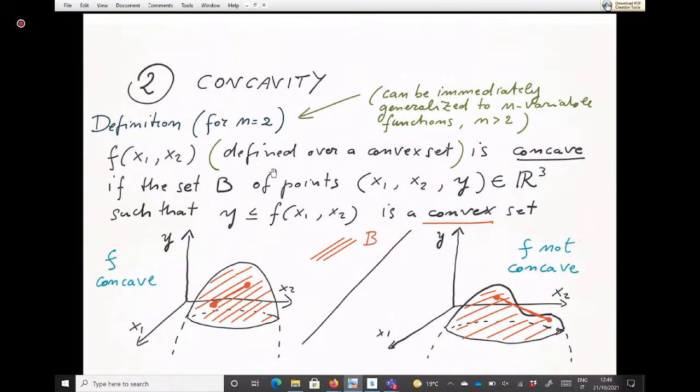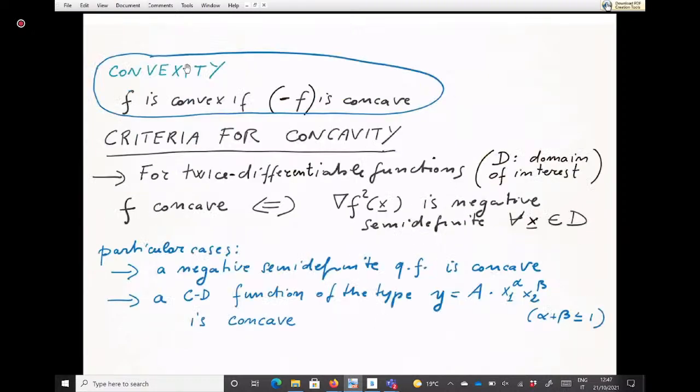We should write here: f is convex if the set B of points such that y is greater or equal to f of x1, x2 is a convex set. This remains a convex set. But the most common definition, don't worry about convexity, focus on concavity: f is convex if its negative is concave, okay? So the negative of a concave function is a convex function by definition.